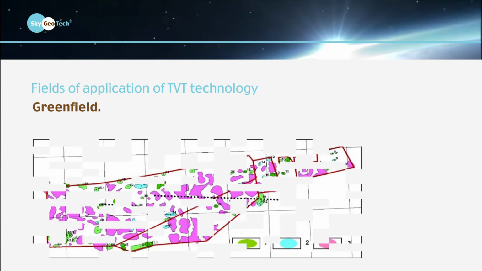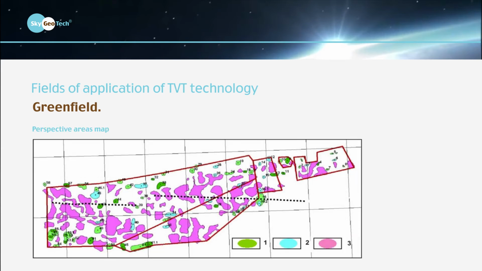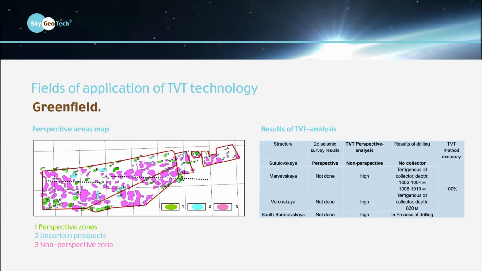And then we build the map of perspective areas. Green color shows perspective zones. Violet color shows not perspective zones, and uncertain prospects are shown by blue color. And the company started drilling according to our recommendations. And here is the table with the result of TVT analysis.